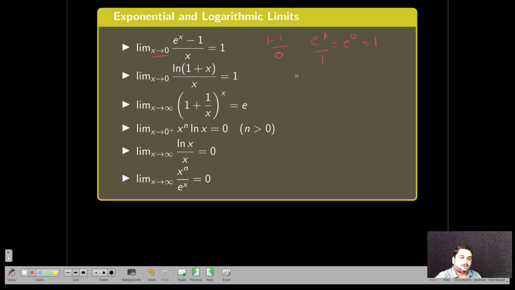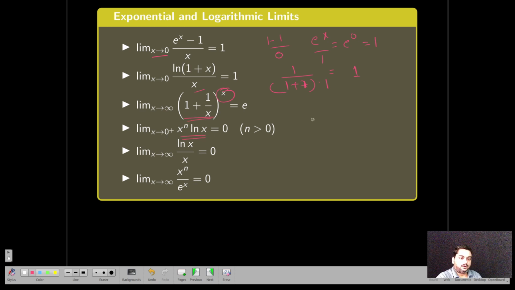Similarly, natural log of 1 plus x by x is 0 by 0 form. Again, apply L'Hopital's rule. So differentiation of log of 1 plus x is 1 by 1 plus x, and the derivative of x is 1. So put 0 now, it becomes 1. This can also be solved using Taylor series. In the next video on Taylor series, you'll understand.